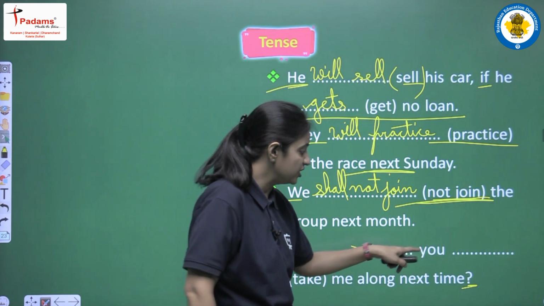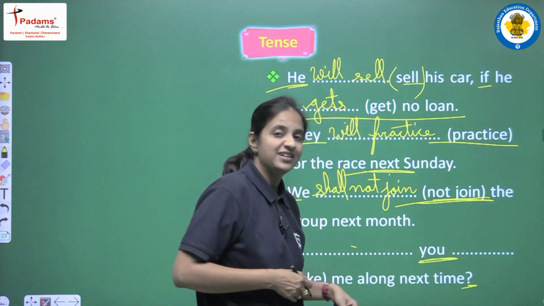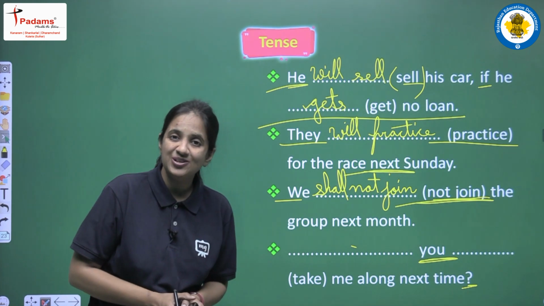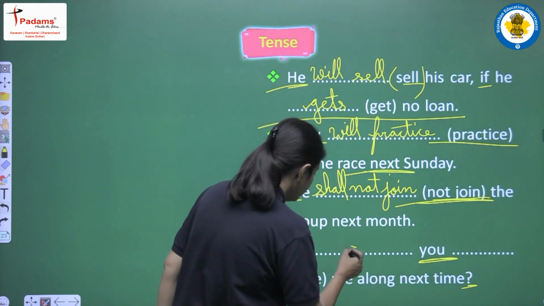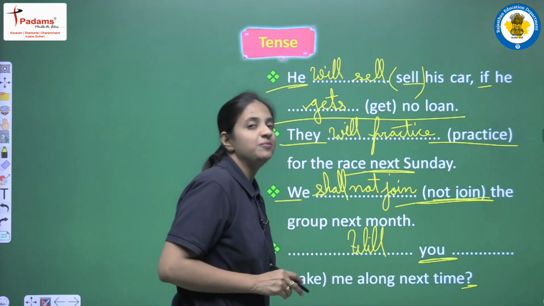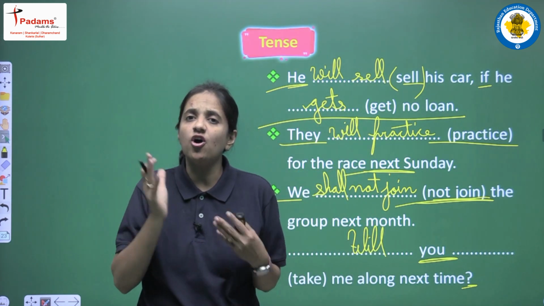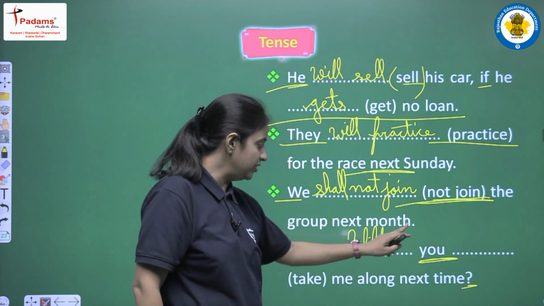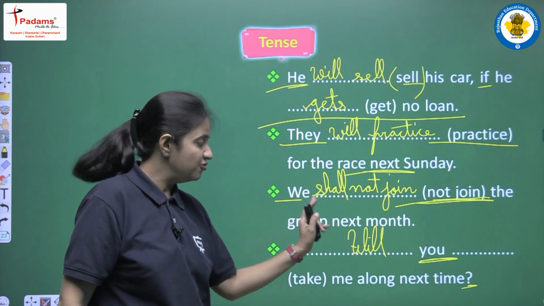So now let's focus on the subject. The subject that is given to us is you. So for you, what helping verb will we use? For you we will use will, because the second helping verb, that is shall, is used only with I and we. So with you we will use will you.